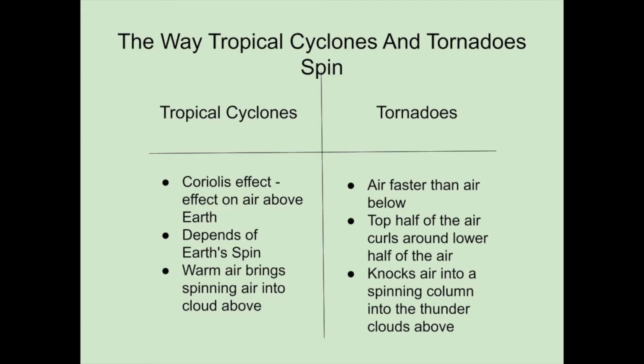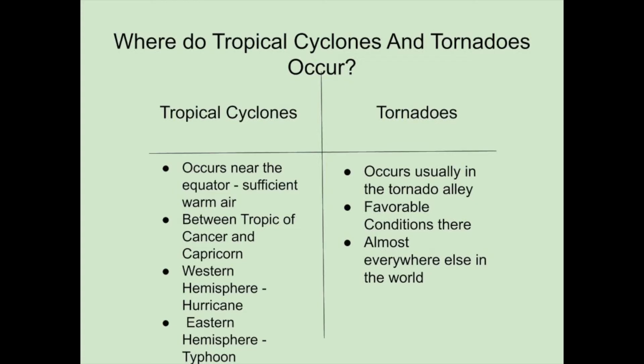generate wind. Whereas for tornadoes, they happen when the air rushes faster than the air below, causing it to curl around the lower half of the air. When an updraft knocks the spinning air into a column and up into a thundercloud, it becomes a supercell and a tornado forms. Where do they occur?